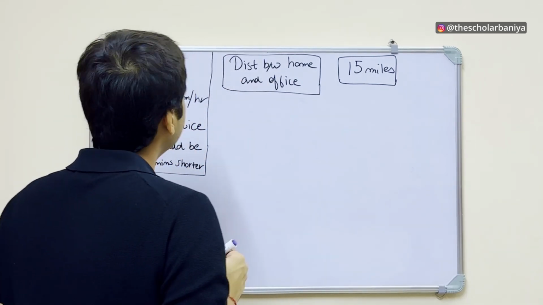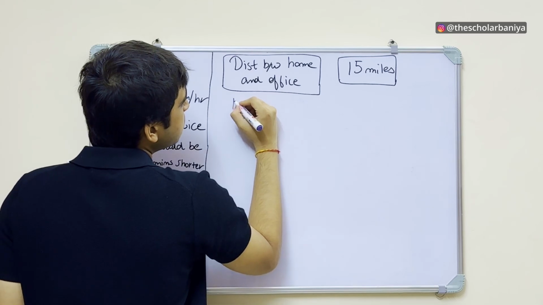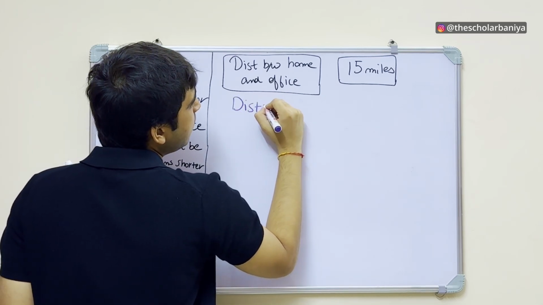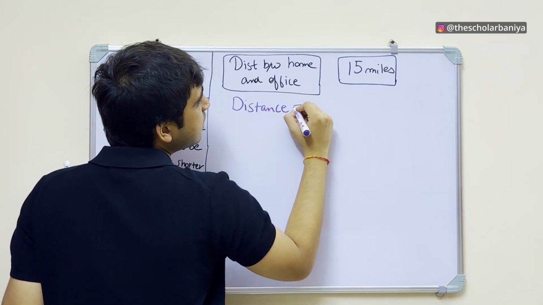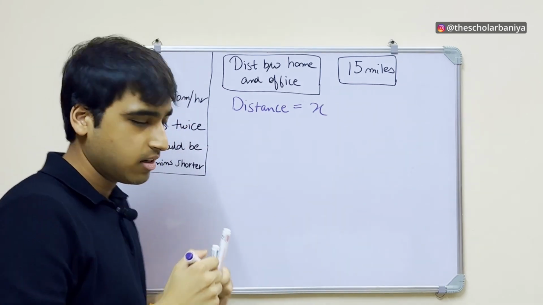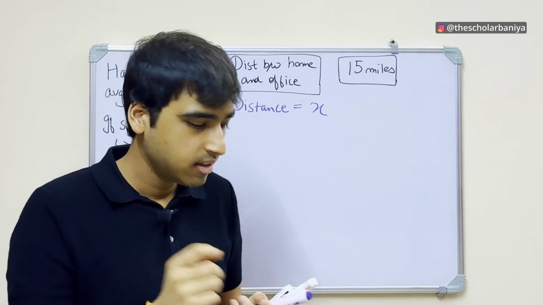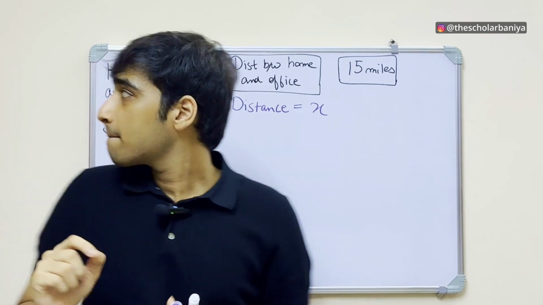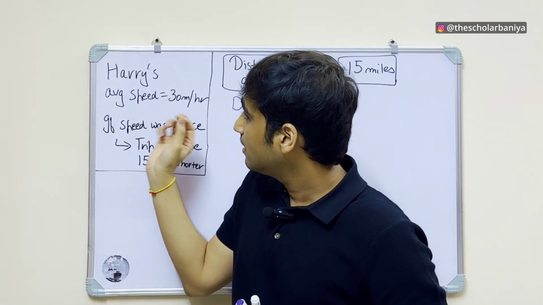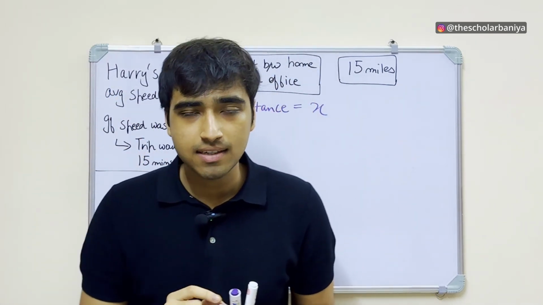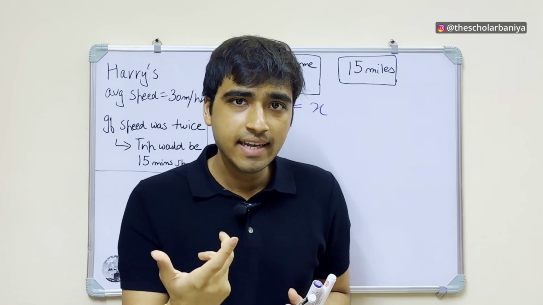So let's assume the distance is equal to x, right? So we are assuming the distance between home and the office is x. So tell me one thing. We are given that the average speed of Harry is 30 miles an hour. So how much time will Harry take?